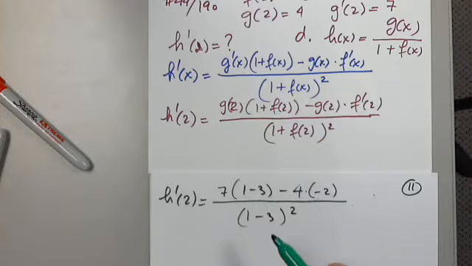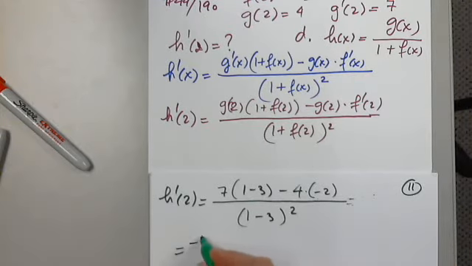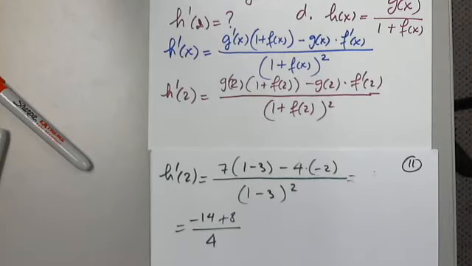So 1 minus 3 is negative 2. 4 times negative 2 will be negative 14. And negative 4 times negative 2 is positive 8. And the denominator is 4. Did we get the same thing? I got negative 6 over 4, or negative 3/2.